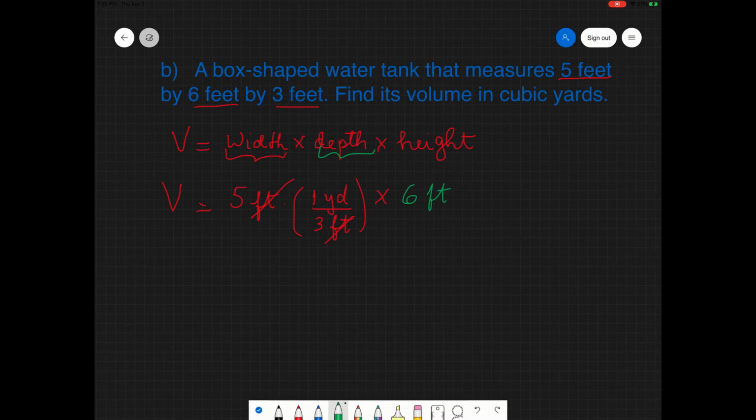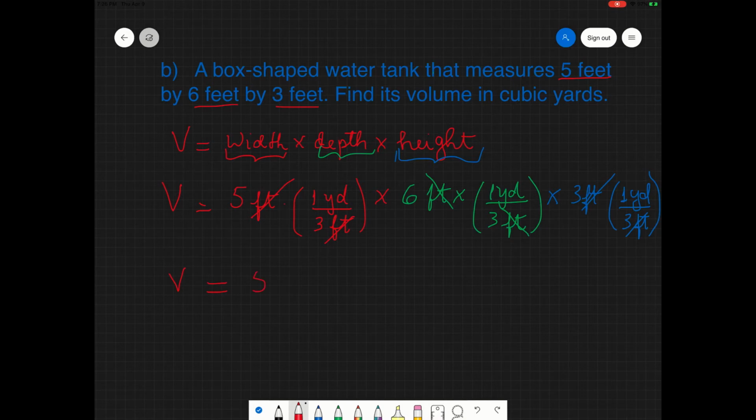So we have that this is 6 feet. To convert to yards, again, I'm going to multiply by the conversion factor of 1 yard divided by 3 feet. With this multiplication, it would give the depth of the water tank in yards. And now we're going to also multiply by the height and at the same time convert to yards. So times the height, which is 3 feet. To transform that into yards, we're going to use the conversion factor of 1 yard divided by 3 feet, which also would give the answer in yards.